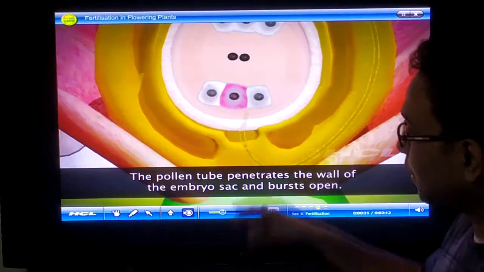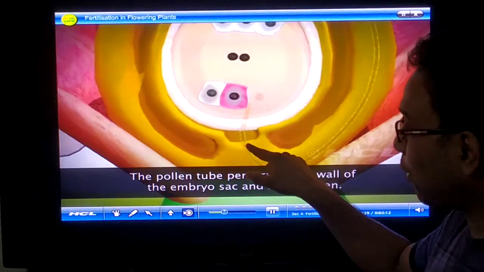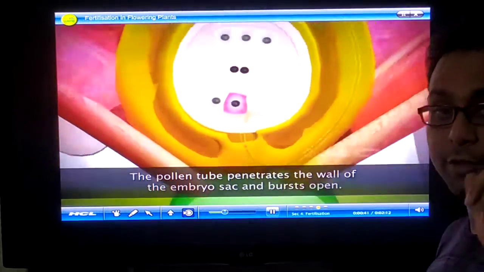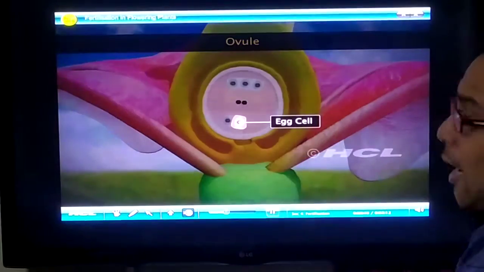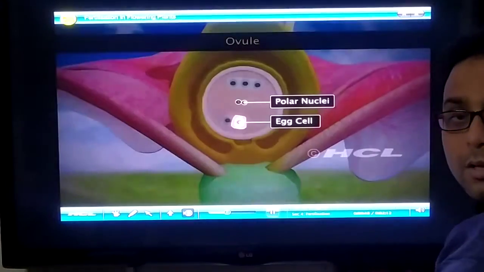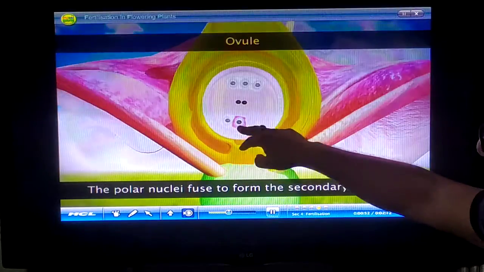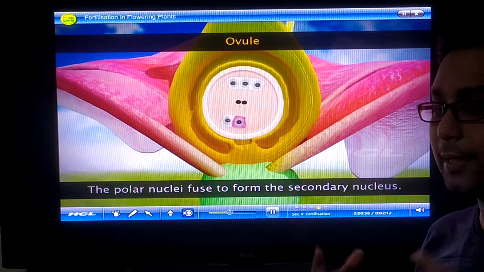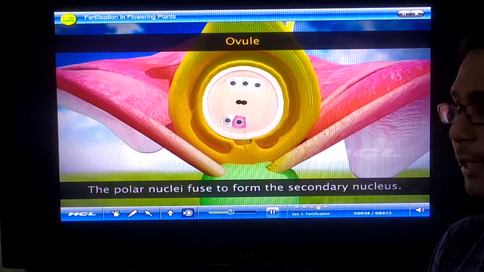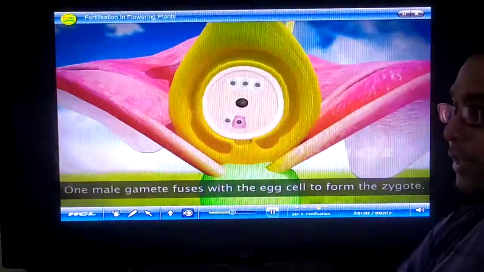Now the tube nucleus degenerates. These 2 are the generative nuclei. Now they enter into the embryo sac. After that, fertilization happens. There are 2 nuclei: one is the egg nucleus, another is the polar nucleus. Mainly these 3 participate in the fertilization process. This is also called the secondary nucleus.